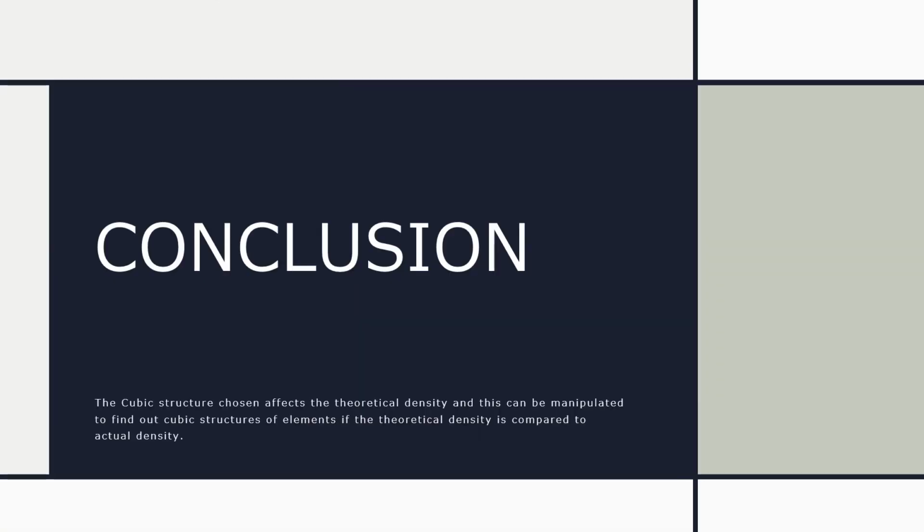To conclude this presentation, the cubic structure chosen affects the theoretical density, and this can be manipulated to find out cubic structures of elements if the theoretical density is compared to actual density, just as I did in the previous example.